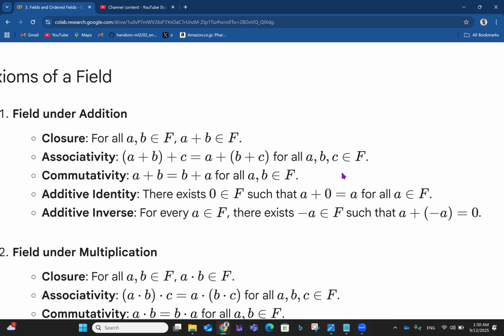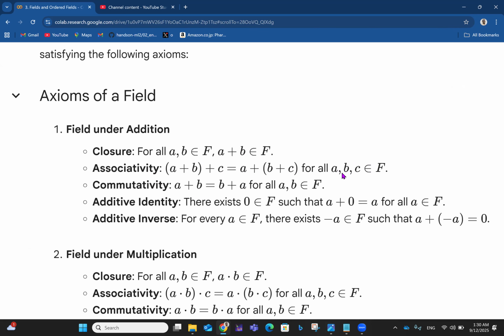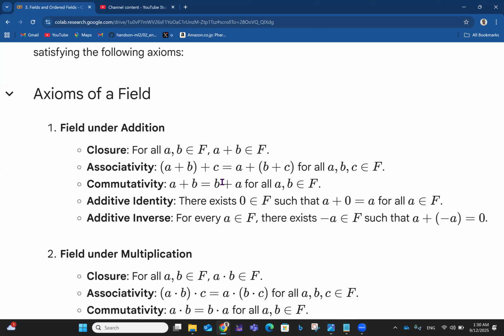Then you have the additive identity. There exists a particular number 0, belonging to F, such that A plus 0 is equal to A for all A belonging to F. Maybe a better way to say it is A plus 0 is equal to 0 plus A, and that is equal to A for all A belonging to the set F. So it means that for any number you pick from the set F, if you add zero to it, you get the number back.